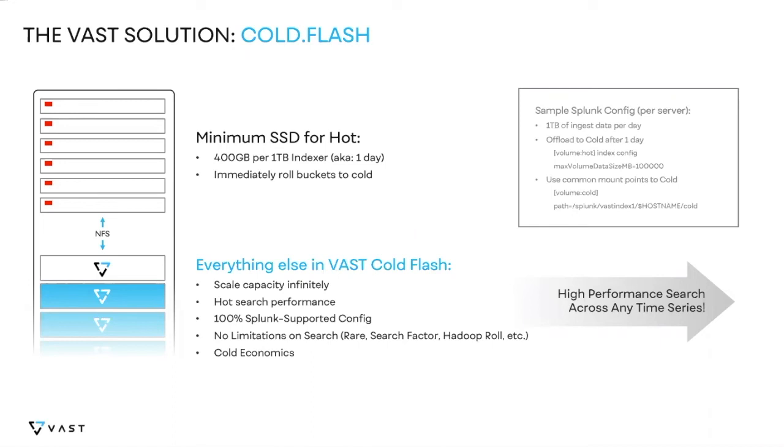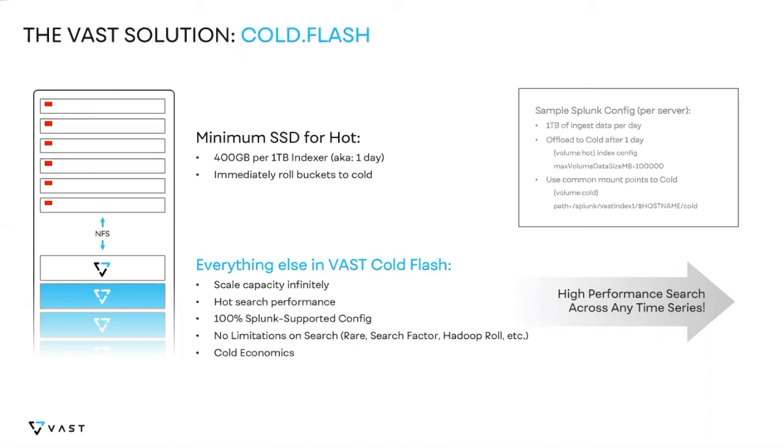And as your data gets in there, then you can start to scale capacity as much as you like, and there's no direct correlation to what your ingest cluster is sized at. You get essentially better than hot search performance. And there are no limitations on the types of searches that you can do. So you can do rare searches, and you can set your search factor to whatever you'd like.